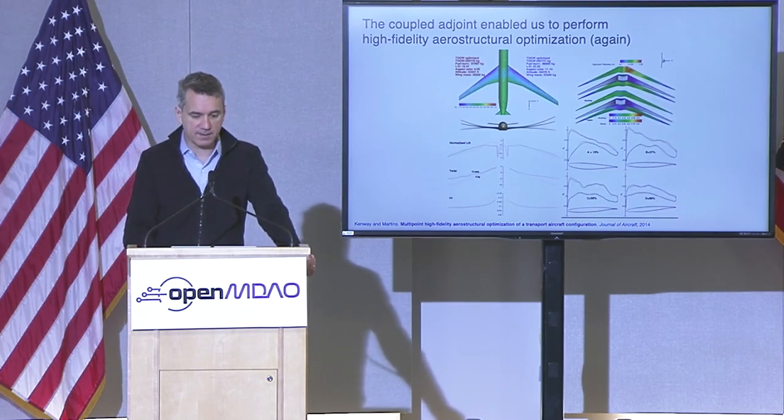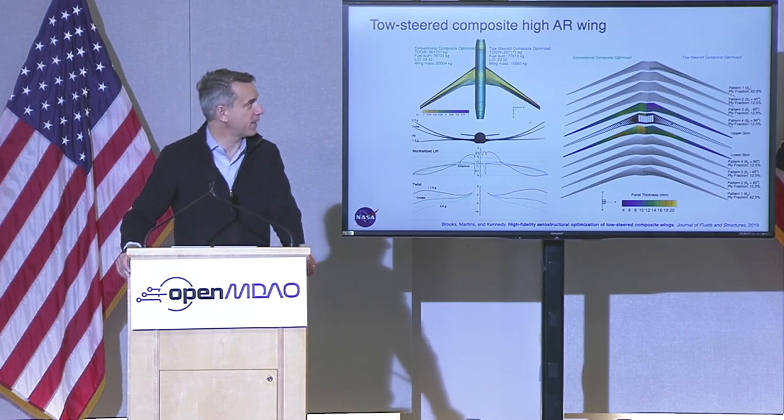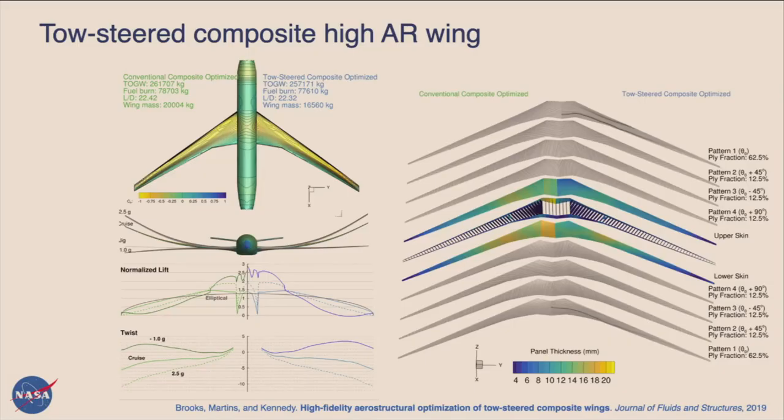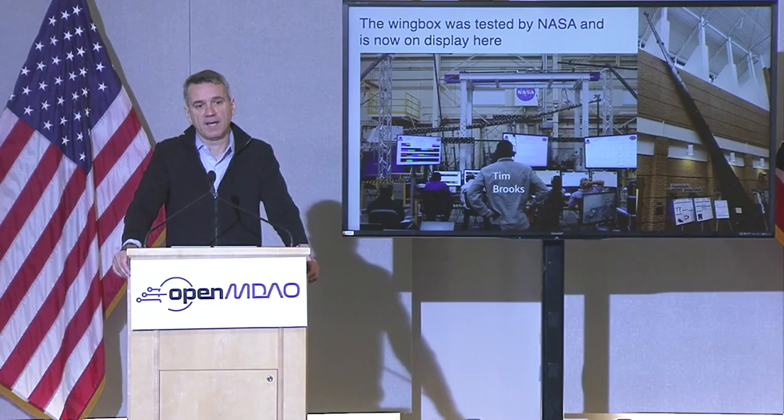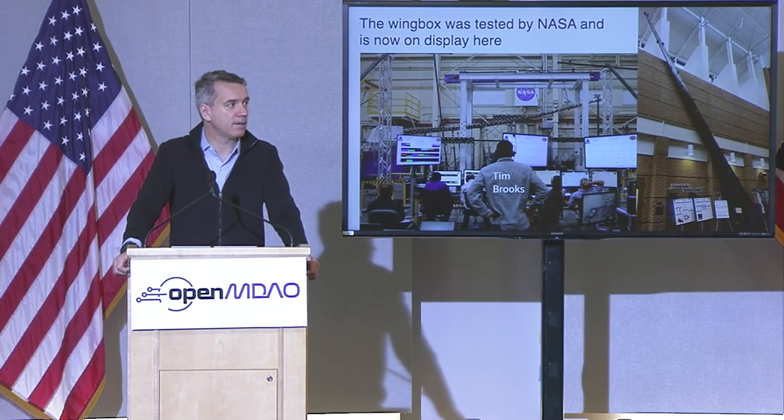With this, we also did this tow-steered composite high aspect ratio wing. This was a project funded by NASA. The idea there was, instead of using straight composite fibers that you see there on the left, we optimized the tow angles so that we can have curvilinear carbon fiber. And this can actually be built with automatic fiber placement machines, and was indeed built by Aurora Flight Sciences, a third scale model of this wing. And then they tested it at NASA Armstrong.